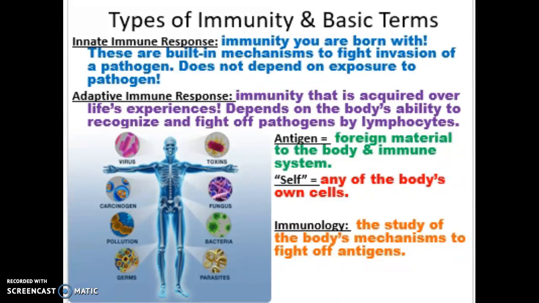So some other words that we need to understand are antigen, which is any foreign material to the body and immune system. So if it is not considered self or part of you, then it's an antigen. Antigen also, remember, means foreign. Self would be any of the body's own cells, okay? Anything that your body creates. Cool? So I've already defined immunology.